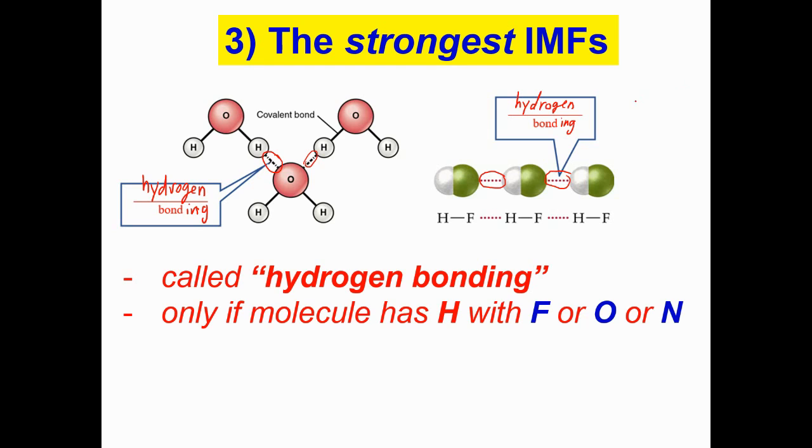Anyway, hydrogen bonding only happens if you have a molecule that has hydrogen attached to F, fluorine, O, oxygen, or N, nitrogen. Then there's hydrogen bonding. It's that easy.